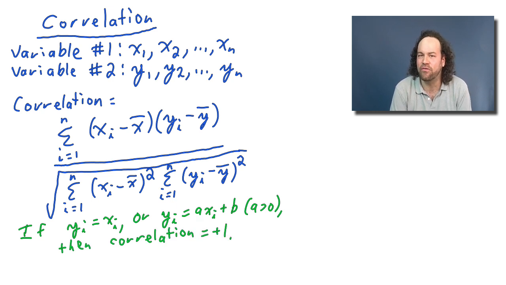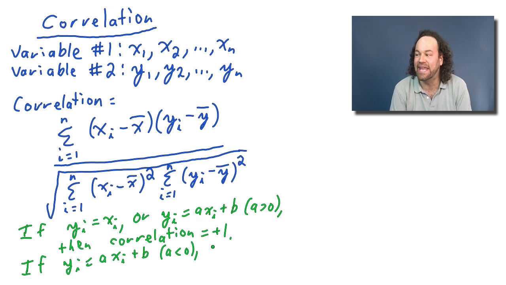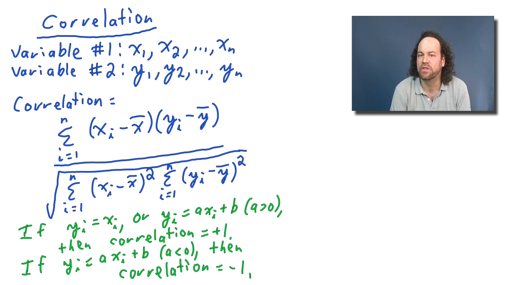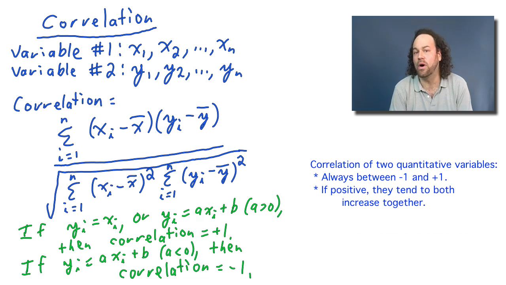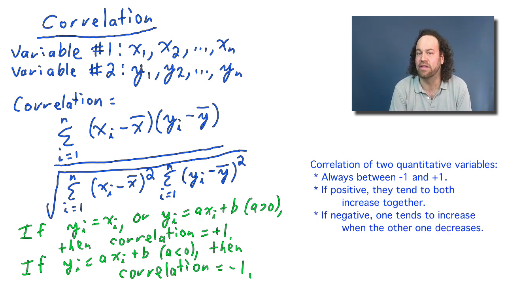And we'd say we have a perfect positive correlation between these two variables. On the other hand, if the y_i's were the negatives of the x_i's, or more generally had a negative linear relationship, then we could work out that this correlation would actually be equal to minus 1, and we'd have a perfect negative correlation. All the other correlations would be somewhere in between minus 1 and 1, and they would illustrate the extent to which the variables either increase together if the correlation is positive, or one increases and the other one decreases if the correlation is negative.